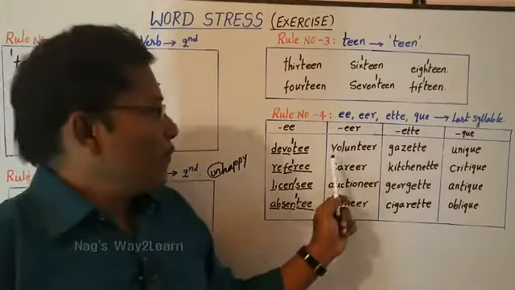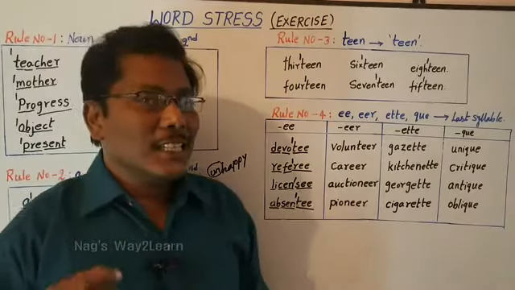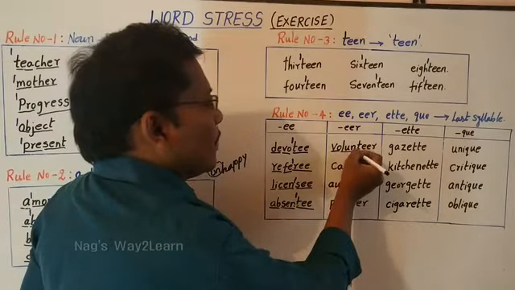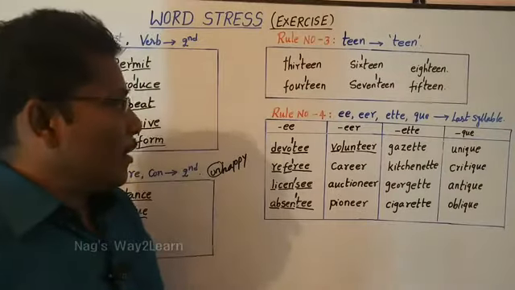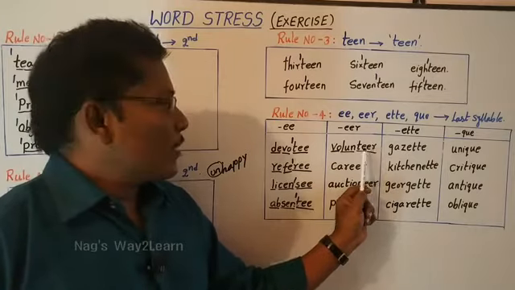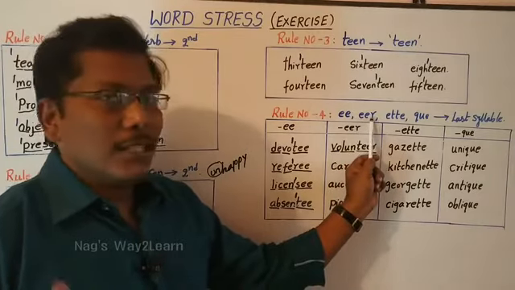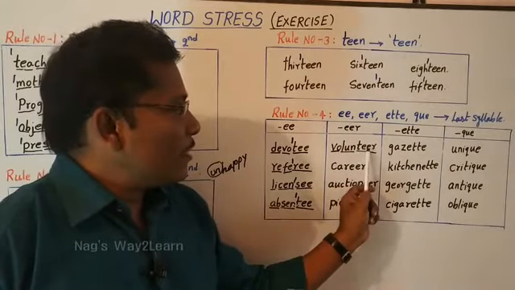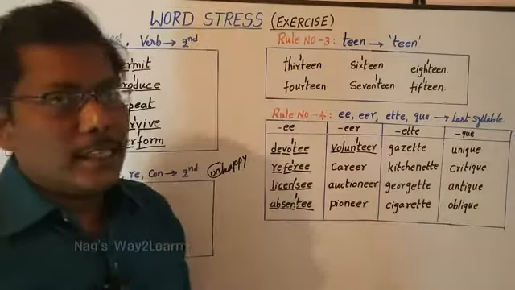Okay, you see this word volunteer. There are 3 syllables, and moreover this word is ending with eer. If the word is ending with eer, here also the stress should be on the last syllable. What is the last syllable? First, second, teer. This is the last syllable, so you put the stress on teer, like that.